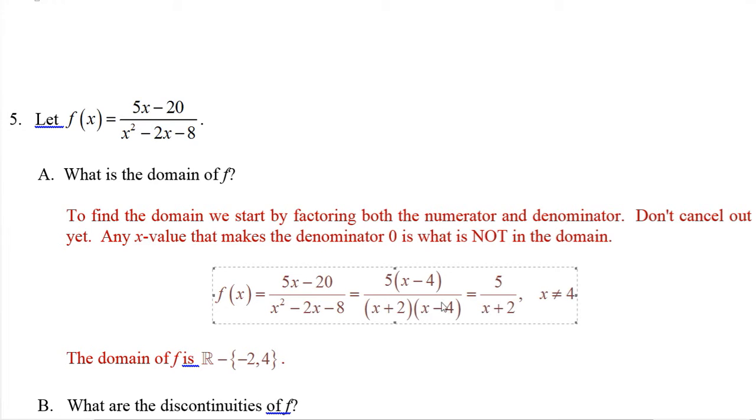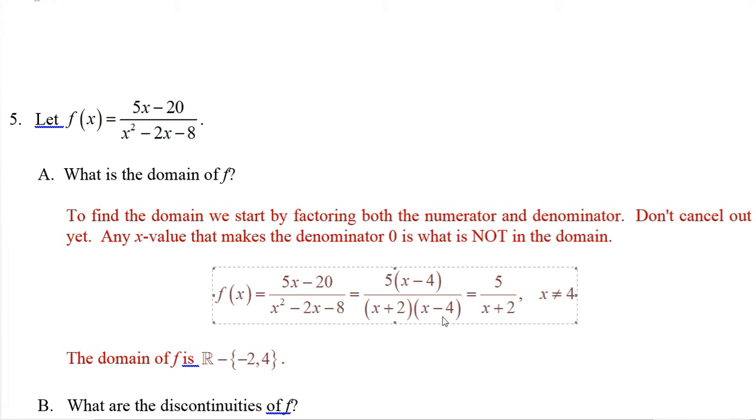So this is the reduced version. Now don't cancel yet. We see that if x is negative 2 or x is positive 4, the denominator is 0. So the domain is all real numbers except for negative 2 and 4. And this is the most compact way to write it right here.